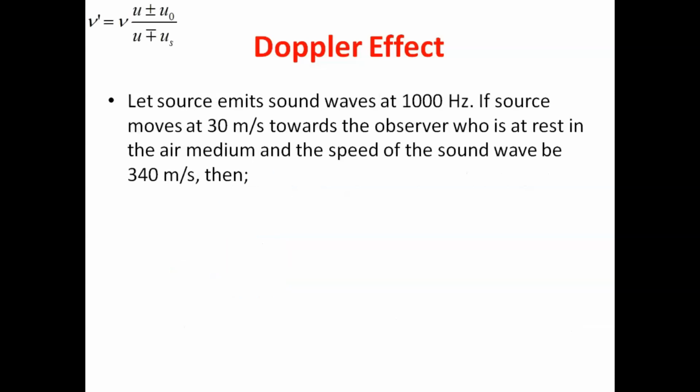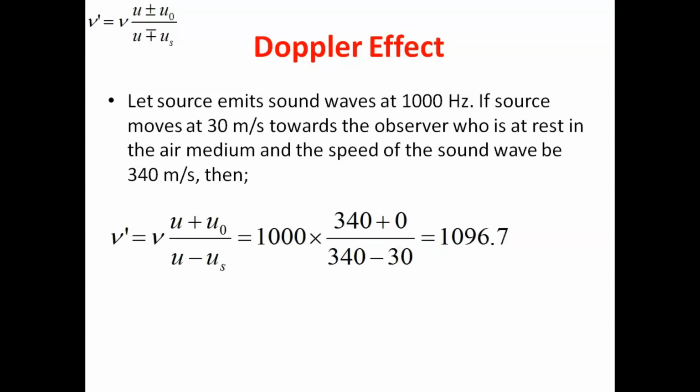Let us try hands on the formula. Let the source emit a sound wave at 1000 Hz. The source is moving at 30 meters per second towards the observer who is at rest in the air medium, and the speed of sound wave is 340 meters per second. Then let us explore the formula. Upper signs we are considering.